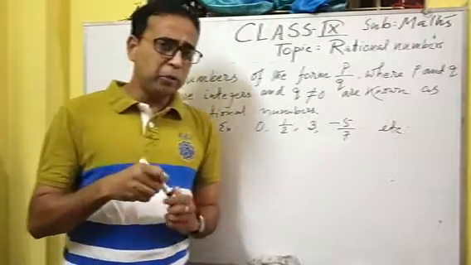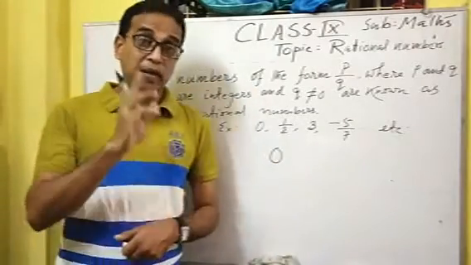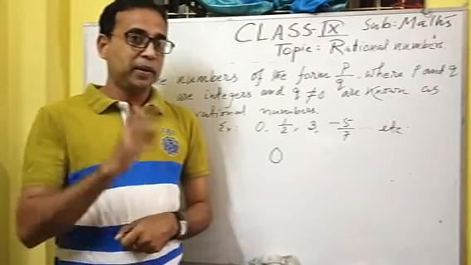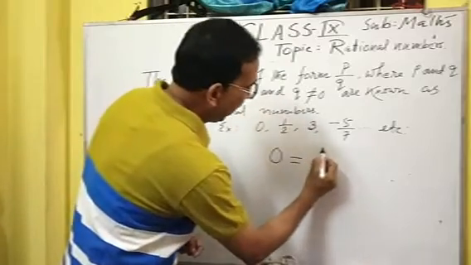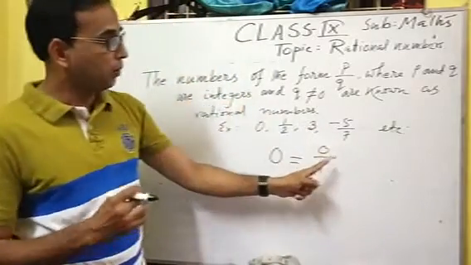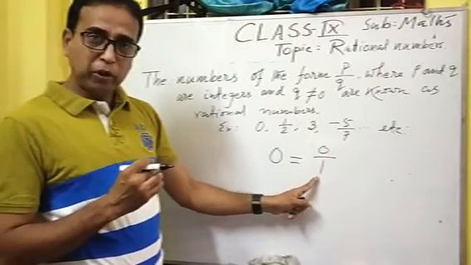Is 0 a rational number? Yes, 0 is a rational number, since 0 can be expressed in the form p by q and q is not equal to 0.